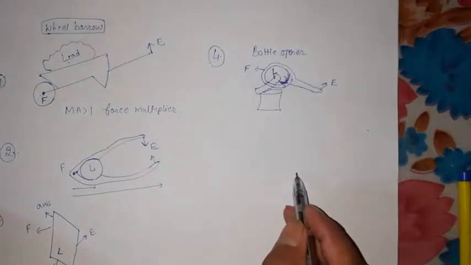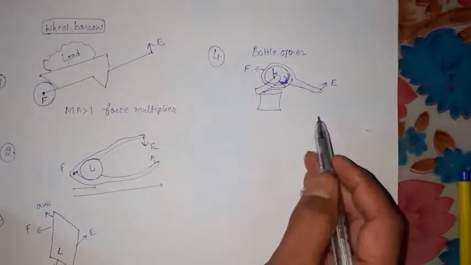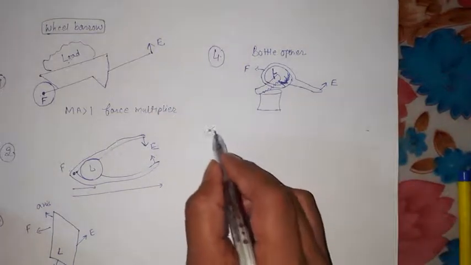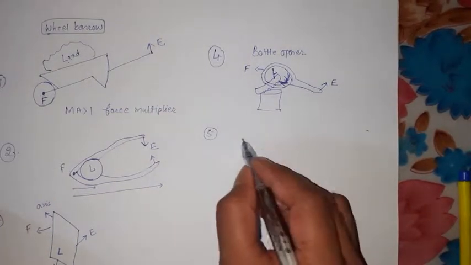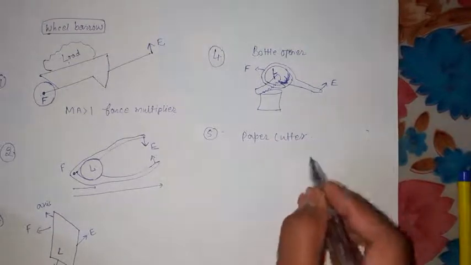So thus it is a second class lever, because the load lies between the fulcrum and the effort. Similarly, one more example: a paper cutter. The paper cutter is also an example of the second class lever.